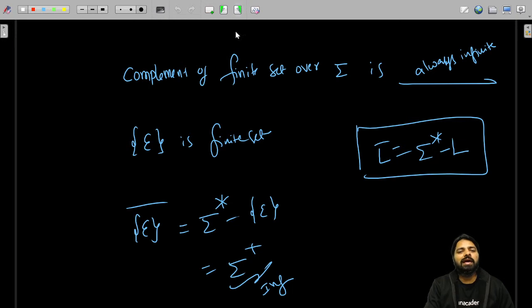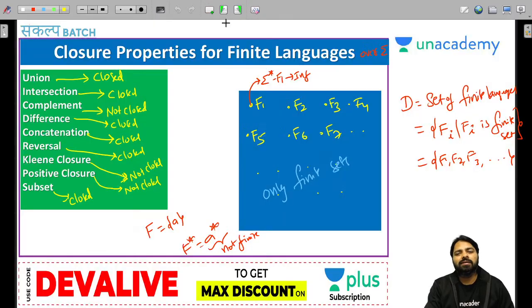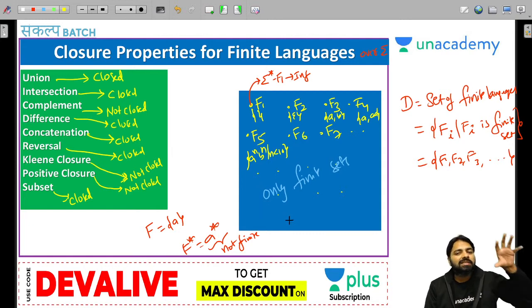Now, let's apply for infinite languages. What do you mean by infinite? Finite means I can take the empty language, I can take epsilon, I can take A comma B, I can take A comma double A, I can take A power n, B power n such that n less than 10. All are finite languages. There is no infinite language in this domain.